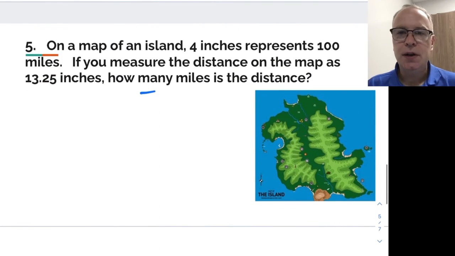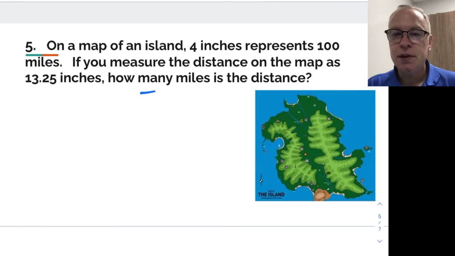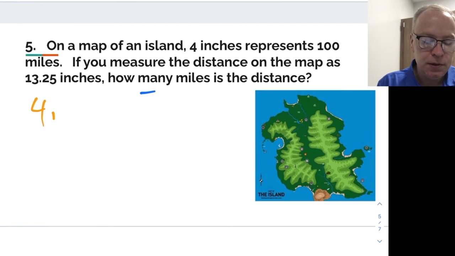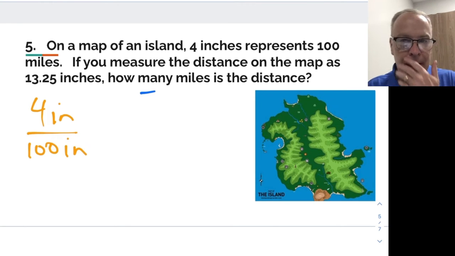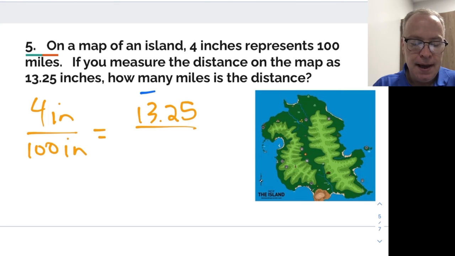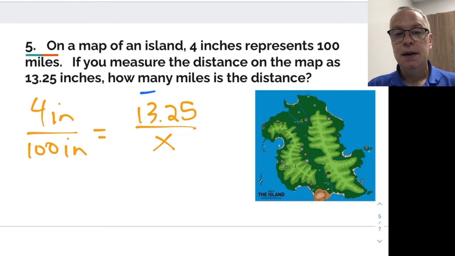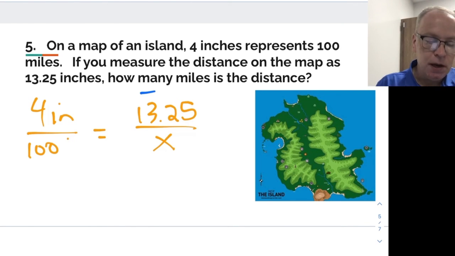One more here. Here's another classic one. You have a map, and each inch represents a certain distance. Well, in this case, 4 inches, if you read it carefully, 4 inches represents 100 miles. That's called the legend or the key. If you measure the distance on the map as 13.25 inches, how many miles will that be? Well, it's going to be over 300, oops, I have my units wrong. There should be 100 miles. That's why I was starting to confuse myself.